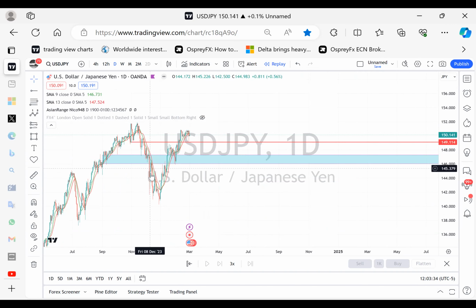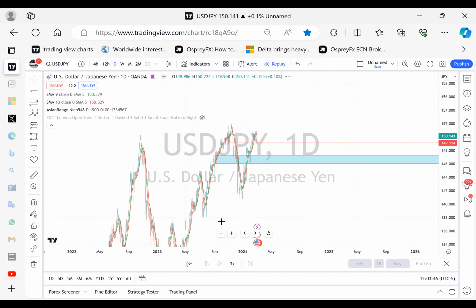Price pushed down. We broke all this structure in here, came back up, did not give us a higher high, gave us a lower high. This push, I expect to get low, get low, get low.